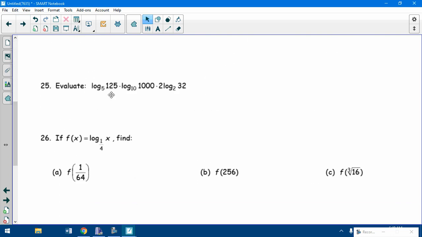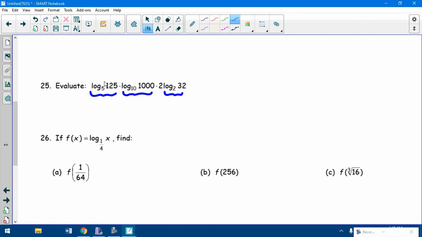One that most people asked about was 25, and I was actually impressed with how many people did get 25 yesterday. This tends to be a tough one for people. So let's just talk about that. Evaluate this long expression. So you've got 3 logs in here with this random 2. Basically what you want to do is evaluate each piece of this separately.